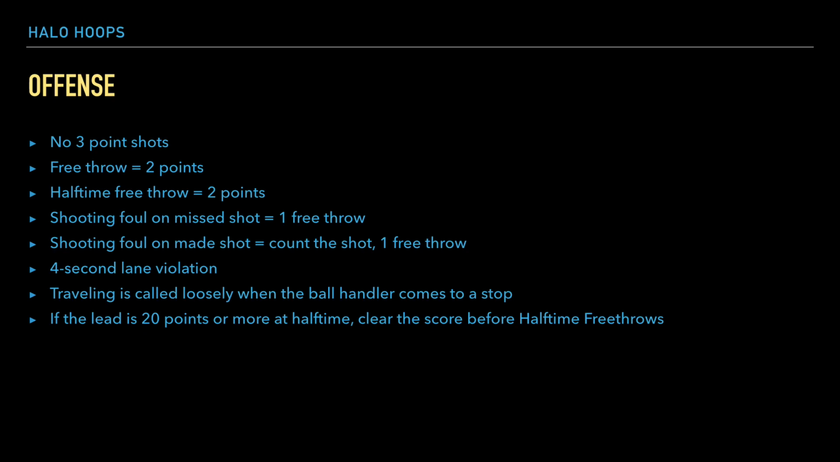4 seconds in the lane will be called so that players learn to move in and out of the lane appropriately. Traveling and double dribble will be called for this age group. Traveling will be called loosely when the ball handler is attempting to stop. If a team is leading by 20 points or more at halftime, the score is cleared to zeros before the halftime free throws.